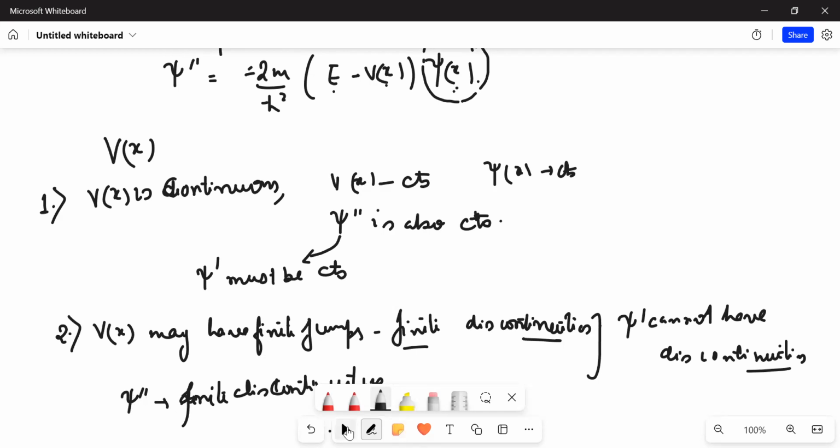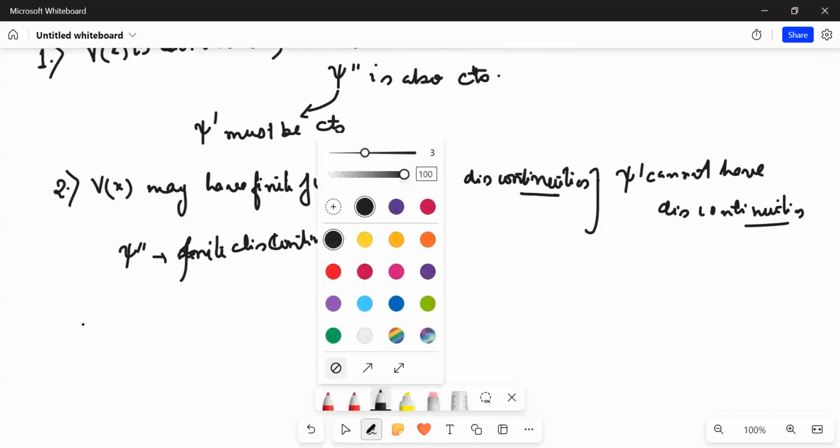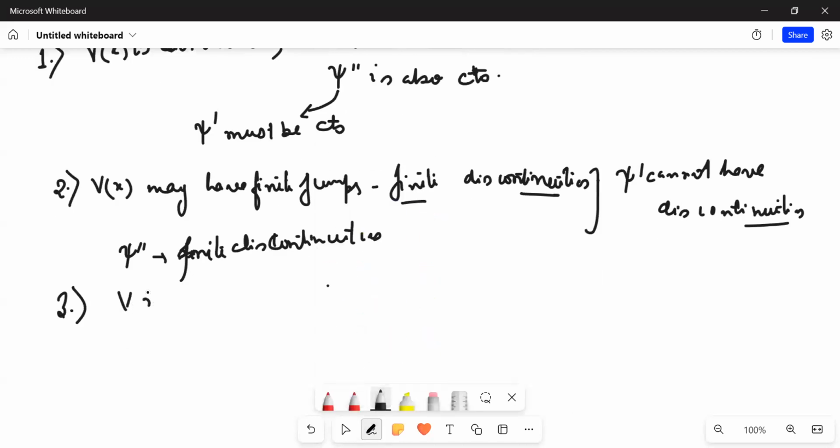However, for the cases of infinite discontinuities, we'll find that even psi dash becomes discontinuous, and there is some finite jump. Precisely for the cases of the Dirac delta function, if V(x) bears some infinite discontinuities, there you may have the discontinuity of psi dash. I'll give you examples also, don't worry. Let's say V(x) contains some Dirac delta function.